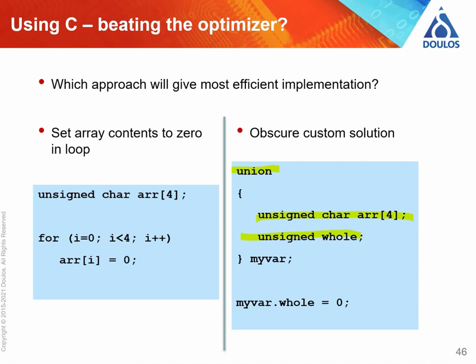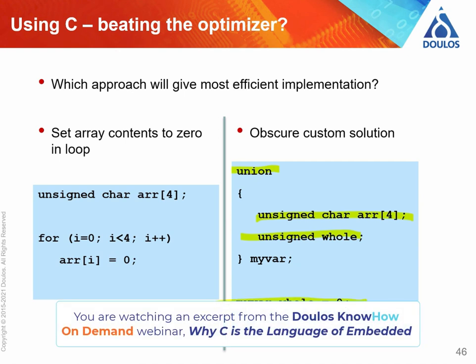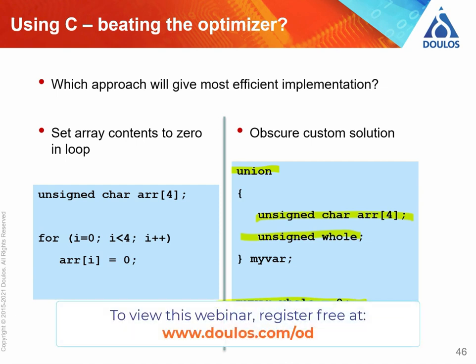Okay, and then there's a statement at the end that's going to use the whole view of my var and assign it to 0 in one statement. So you might think, well, okay, that uses one statement, so that's going to be a more efficient implementation. But in practice, that won't be the way that the compiler sees it. Compilers are very good at avoiding unnecessary loops.